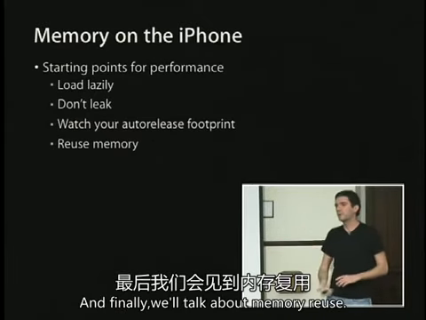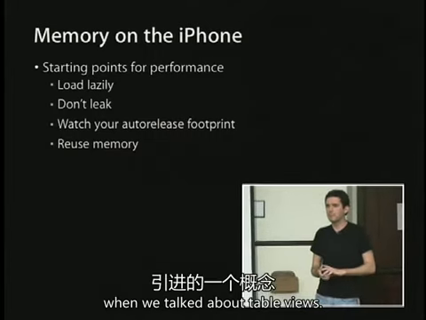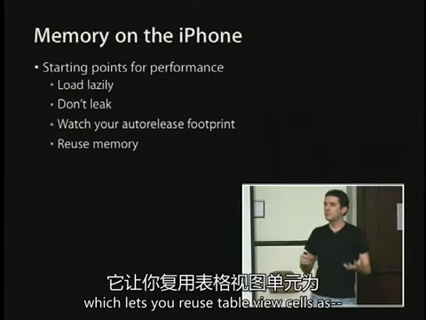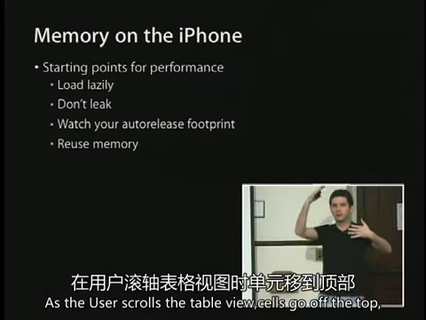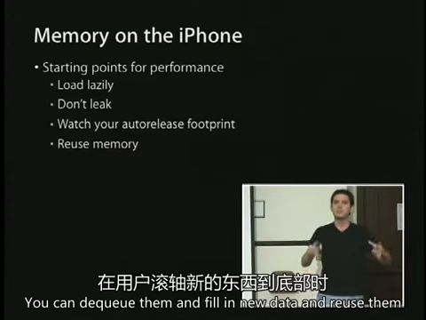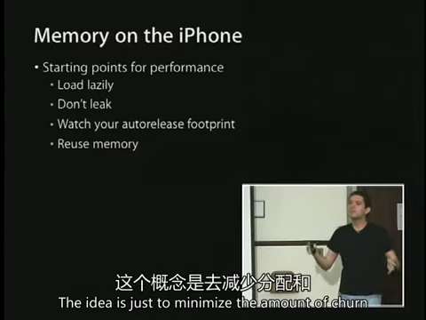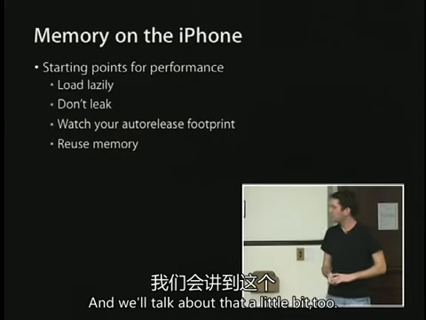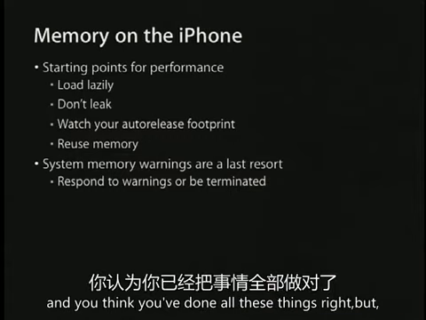And finally, we'll talk about memory reuse. This is a concept that we introduced a little bit when we talked about table views. Table view actually has this dequeue reusable cell with identifier method, which lets you reuse table view cells. As the user scrolls the table view, cells go off the top, they get pulled out and put into the reuse queue. You can dequeue them and fill in new data and reuse them for the new things as the user scrolls new content in on the bottom. The idea is just to minimize the amount of churn with allocating and releasing objects, and we'll talk about that a little bit too.